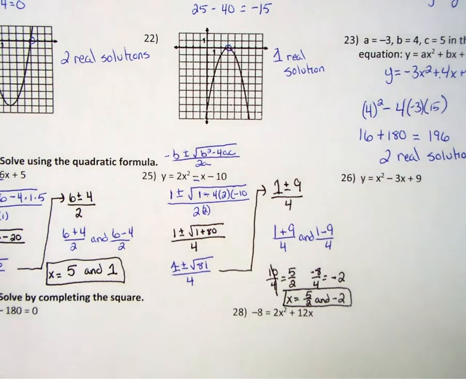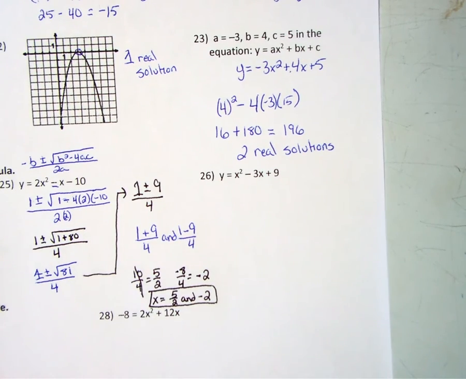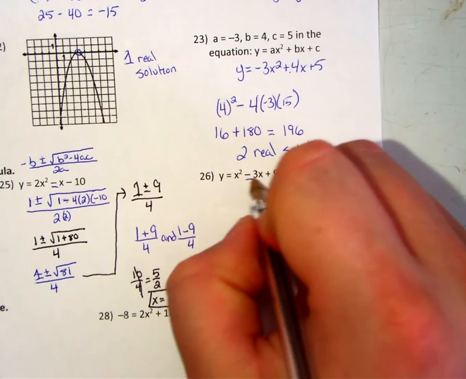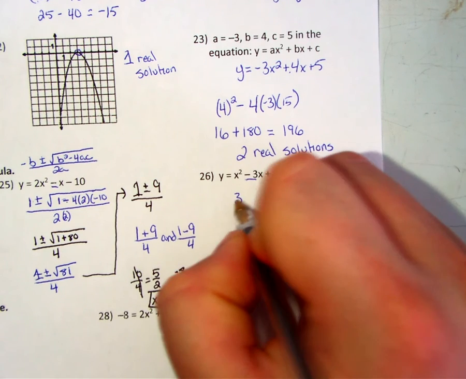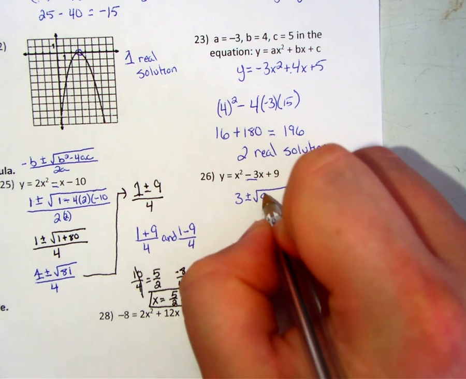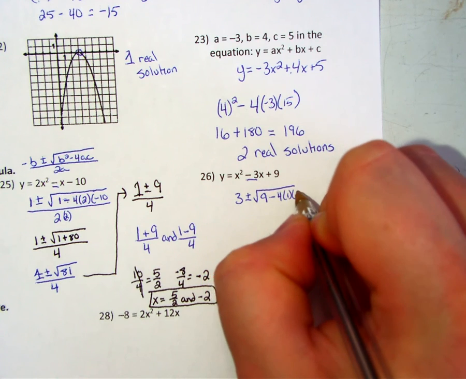Number 26. x squared minus 3x plus 9. So again, my b value is negative 3. The opposite is positive 3, plus or minus the square root of b squared. So 9 minus 4 times 1 times 9.